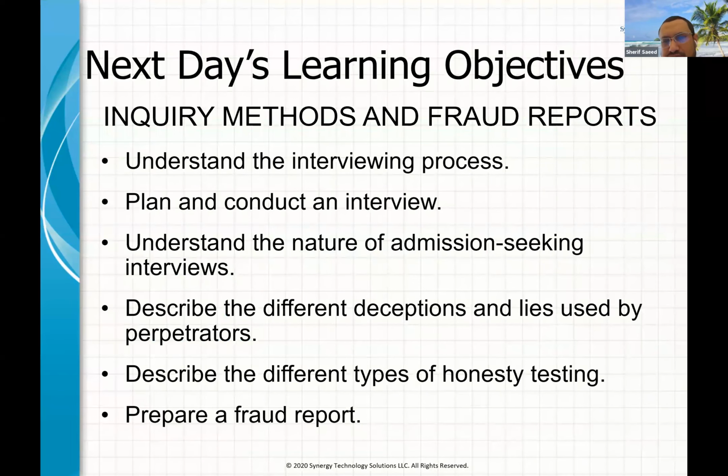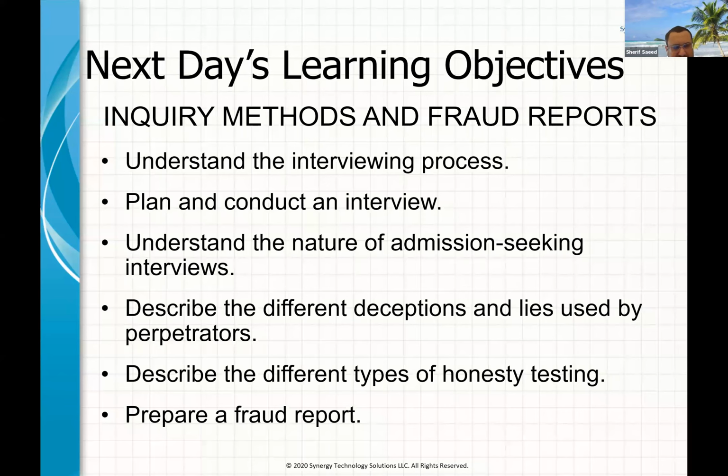So that is all for today. Tomorrow we will talk about the interview: how to conduct an interview, understanding the interview process, how to plan and conduct an interview, understand the nature of an admission-seeking interview, describe the different deception and lies used by the perpetrator, describe the different types of honesty testing, and how to write a fraud report. That will be our tomorrow's information.